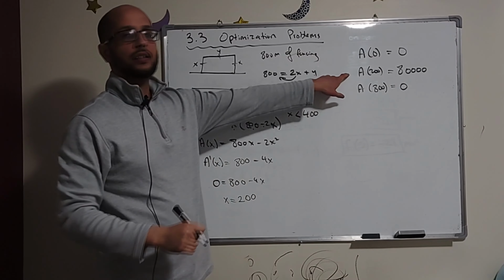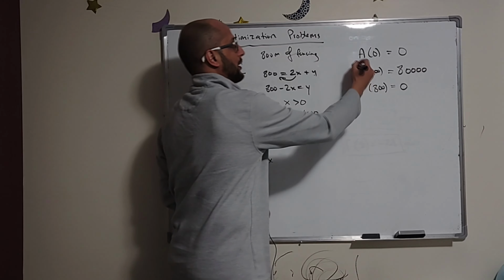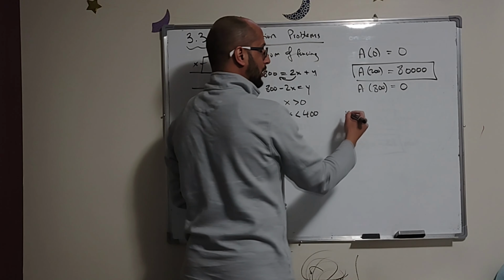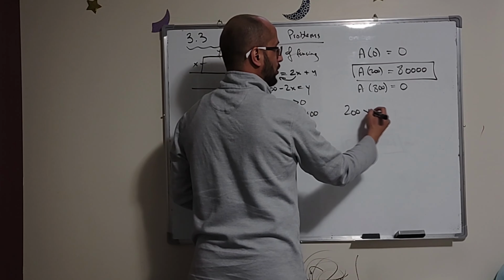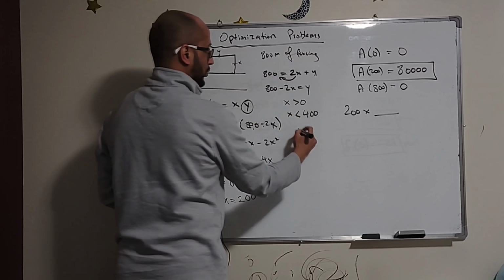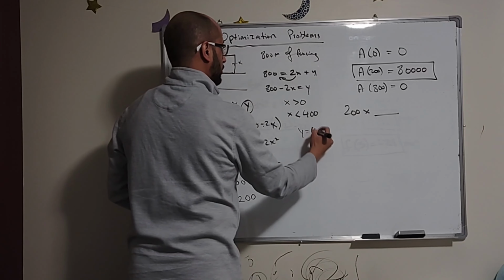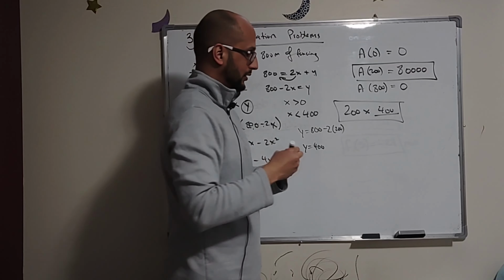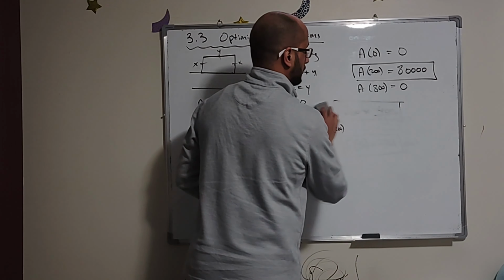So you can see here that the maximum area is achieved here. So the dimensions that would create the largest would be 200 by something. And we still need to figure out what y is. So y is equal to 800 minus 2 times 200, so that's 400. 200 by 400 would give us the maximum area. Okay, I'm going to get ready for the second example.